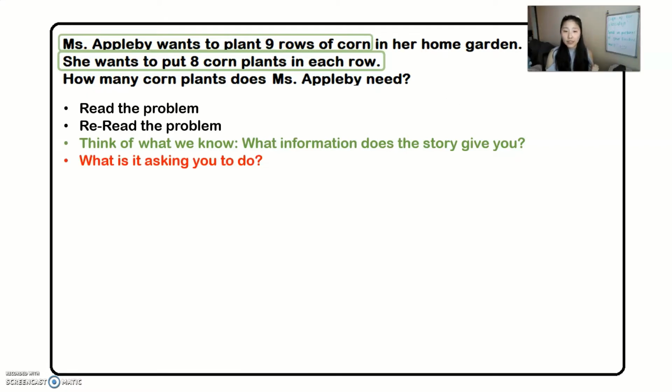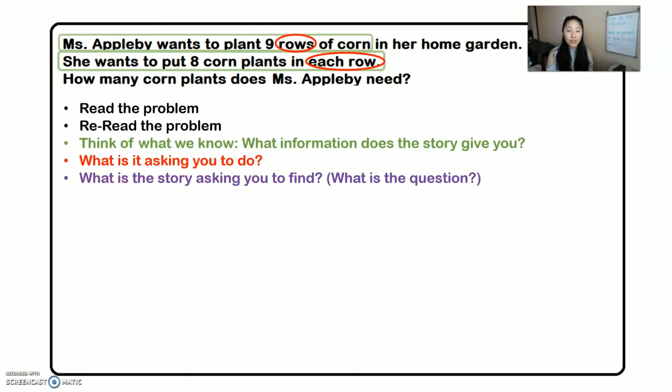What is the question asking you to do? Look at those words I just talked about, row and each row. Think about how you sit on a carpet in your classroom. How many kids are in each row? How many rows do you have? And now you need to think about what the question is asking you to find. Again, you should probably look for the question mark, but it's usually at the end for our problems these days. How many corn plants does Miss Appleby need?